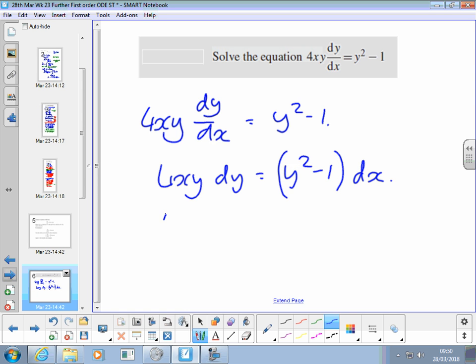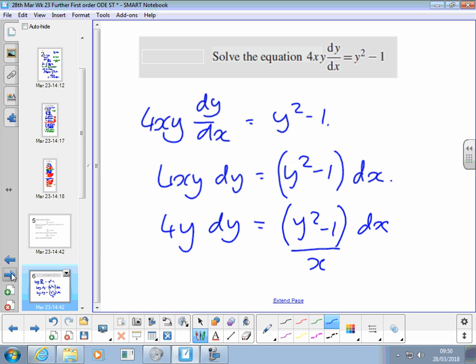Yeah, go on, divide by x. I want x on that side, remember. So don't divide by y. 4y dy is equal to y squared minus 1 dx over x. Happy? Now what can we do?